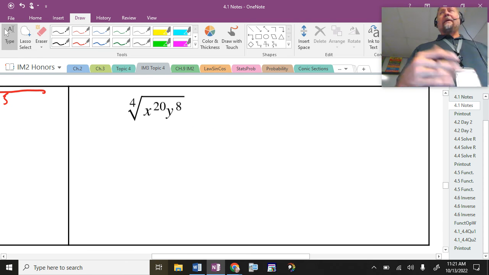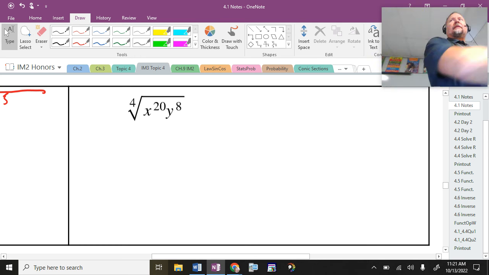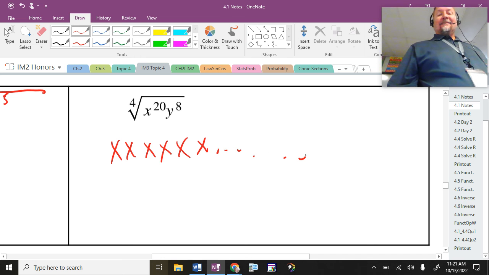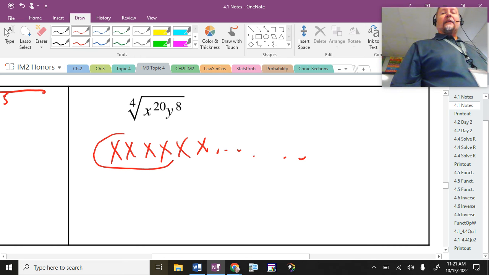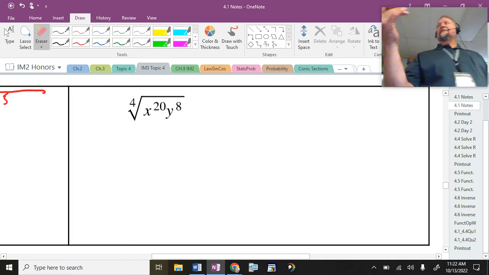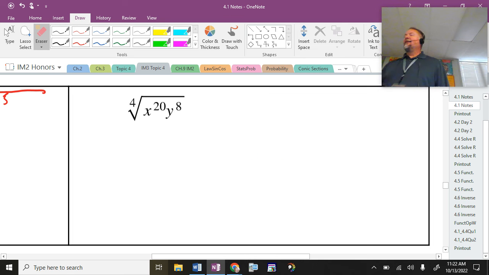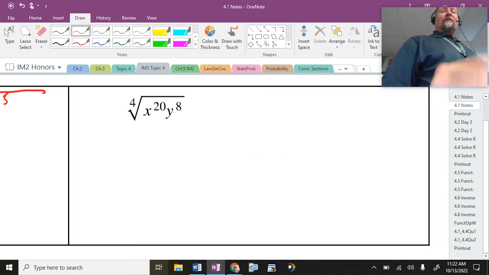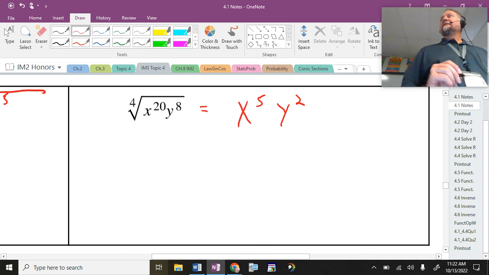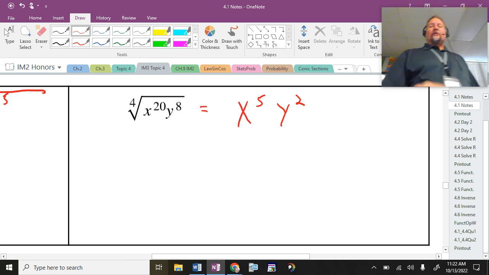Can you imagine me writing out 20 X's? I used to do that for my regular algebra. I'm having a flashback from the 90s. I used to literally write, okay, class, here's 20 X's. What, you want me to keep going? No. But for every 4 X's, how many come out? Tell me that. 3, 2, 1, go. No. For every 4 X's, how many X's come out? One. But then what is the final answer? It definitely is X to the what? Fifth, and then Y to the what? Second.